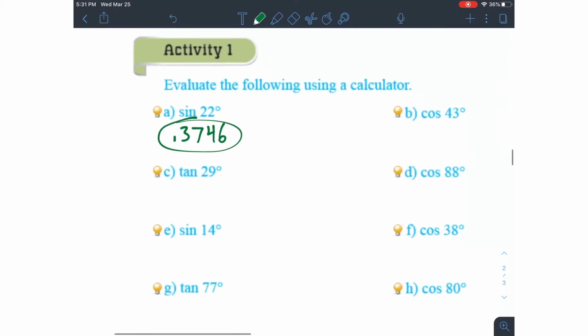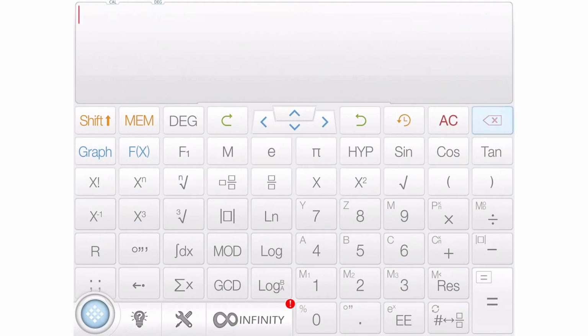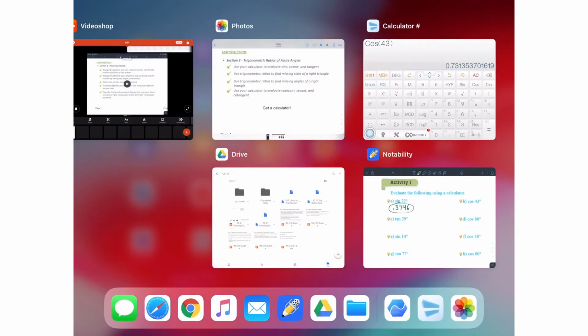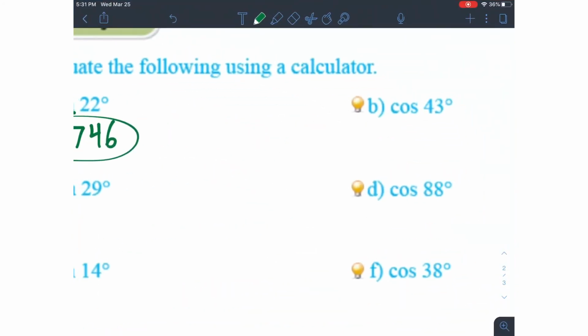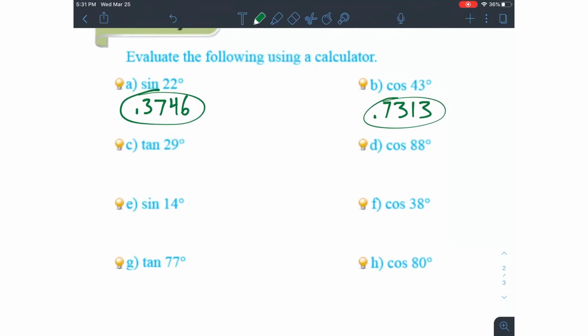Okay, now the next one is cosine of 43. I'm not going to keep going back and forth. Eventually, I'm just going to use my own calculator instead of demonstrating to you. It should be pretty straightforward on how to type these in. Cosine of 43 is 0.7313. Okay, and then we're just going to continue on with the rest of them. Like I said, I'm just going to use my own calculator to type these in so that we can speed this up.